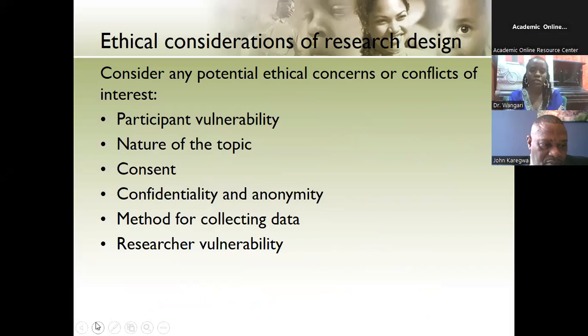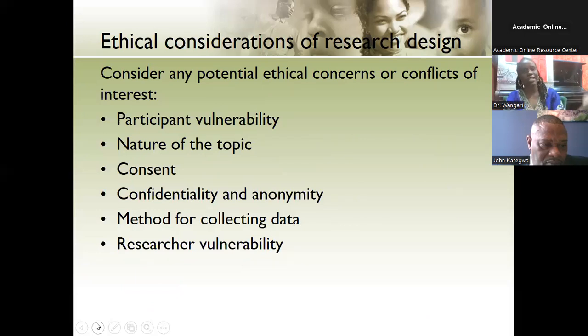So if you're supposed to design a study and think about some methods, especially if you're an M&E professional, you've got to think about how can we safeguard the participants in that project or in that research in order that they are safe and they are giving information that they have given consent for. Then think about the nature of the topic.